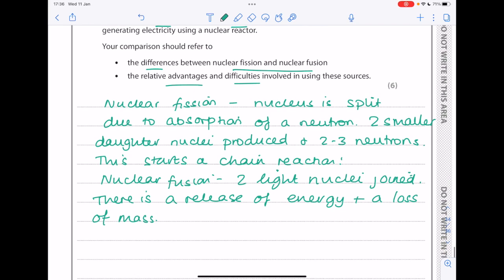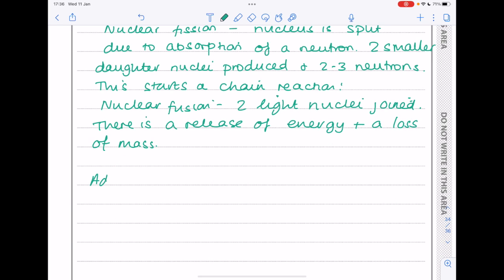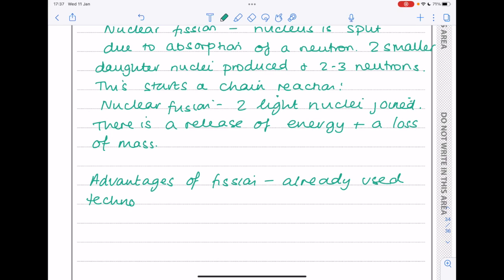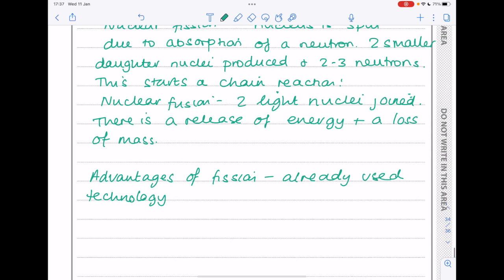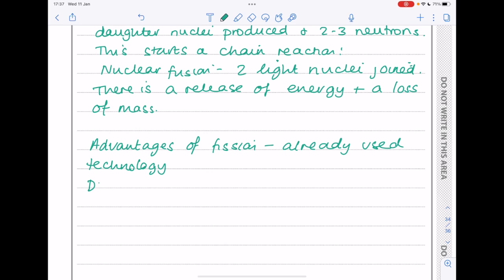So we've talked about the differences. What about the advantages and disadvantages? Advantages of fission. Already used technology, so we know it works. What about the disadvantages? We know that the waste is radioactive and there's risks of accidents such as what happened in Chernobyl.